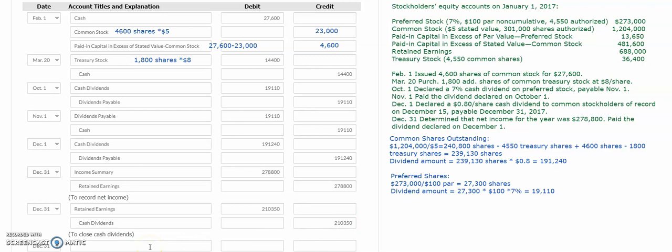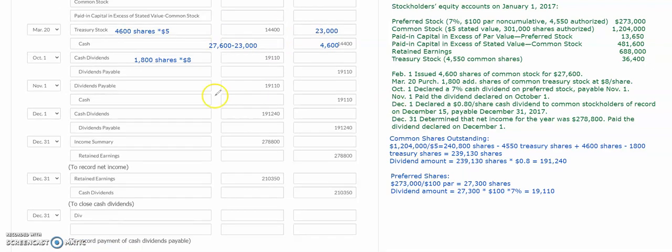Last, I need to record the payment of the cash dividends payable. So this journal entry is going to be the same as the November 1st entry, where I'm going to debit dividends payable and credit cash. So I'm going to pause here and scroll down for everyone to see all of these notes. So we have our dividends payable and cash, and we want to pay these dividends right here for $191,240.